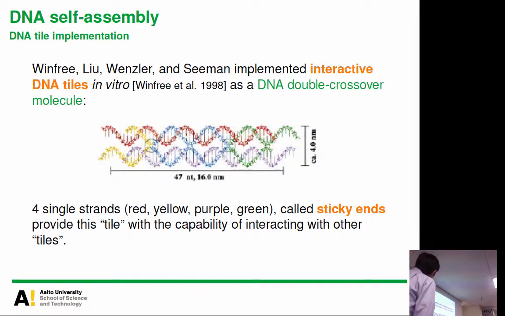So how to do this? First, from DNA, we make some interactive units called interactive DNA tiles. Winfree, Liu, Wang, and Seeman implemented these interactive DNA tiles in vitro in 1998 using these DNA double crossover molecules. It is like this. It consists of, say, 5 DNA sequences, I think. They have their own colors: green, red, purple, blue, and yellow. And they just get tangled together.